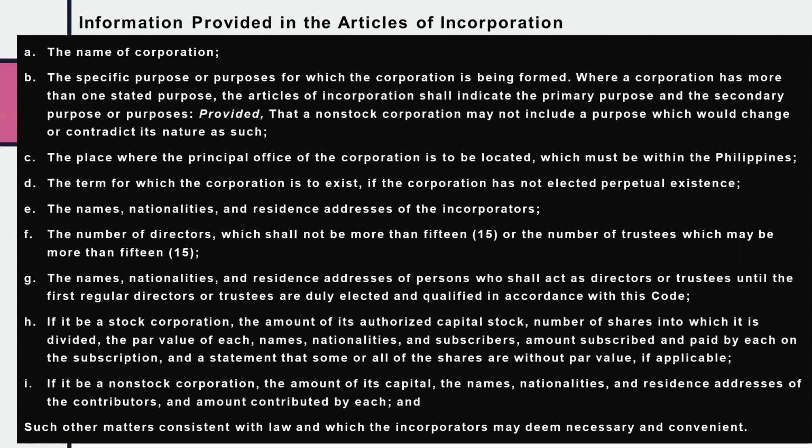The names, nationalities, and residence addresses of persons who shall act as directors or trustees until the first regular directors or trustees are duly elected and qualified in accordance with this code. So if it is a stock corporation, the amount of its authorized capital stock, the number of shares into which it is divided, the power of each, names, nationalities, and subscribers, pila ang subscribe. How much of that is paid. The statement that some or all of the shares are without par value if applicable.